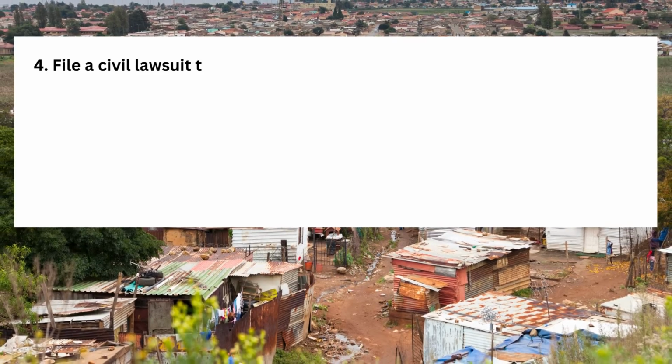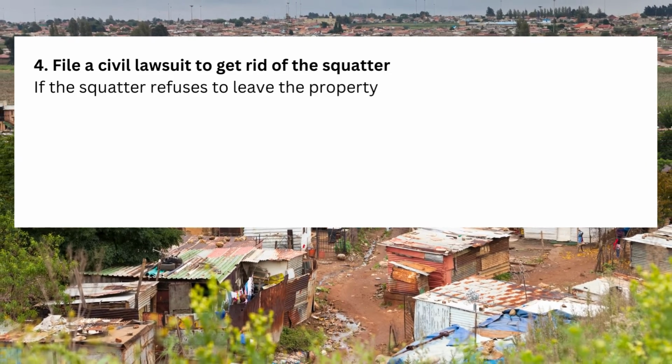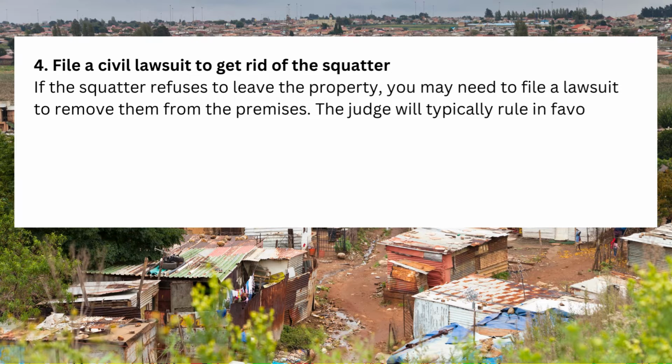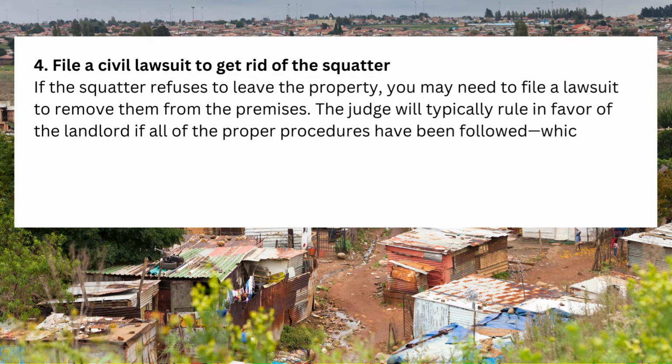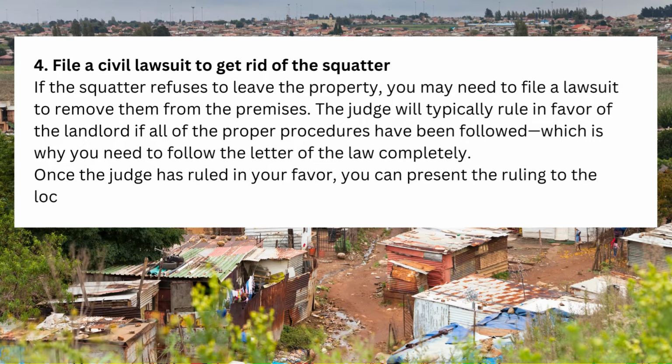4. File a civil lawsuit to get rid of the squatter. If the squatter refuses to leave the property, you may need to file a lawsuit to remove them from the premises. The judge will typically rule in favor of the landlord if all of the proper procedures have been followed, which is why you need to follow the letter of the law completely. Once the judge has ruled in your favor, you can present the ruling to the local police, who will remove the squatters.